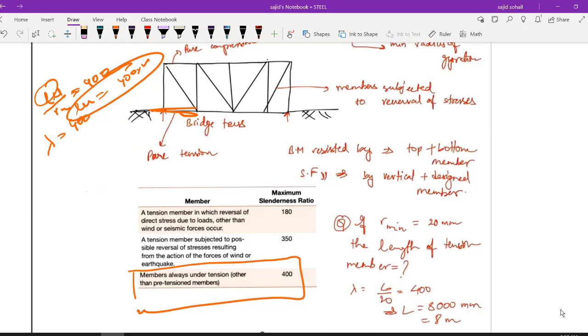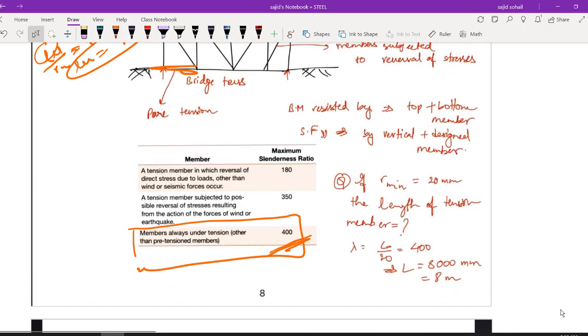But in compression, obviously you cannot have such a long member. A slenderness ratio of 400 is not possible, because if a member is subjected to compression, buckling will take place, right? The more the length, the more the chances of buckling. So you cannot keep the slenderness ratio high in compression members, but here you are stretching, so buckling does not come into the picture. You can take more length without any problem for tension members, and this is the maximum of all members, which is 400. Remember it, it is quite important.